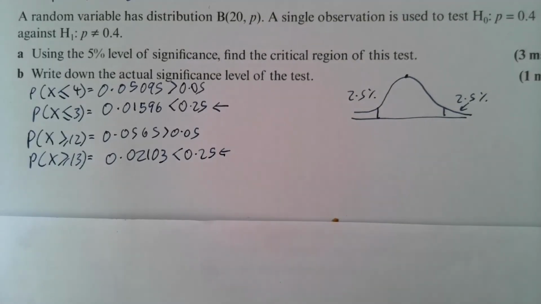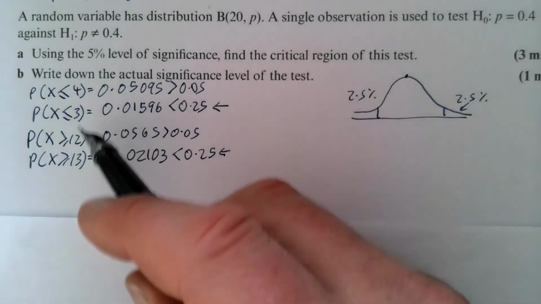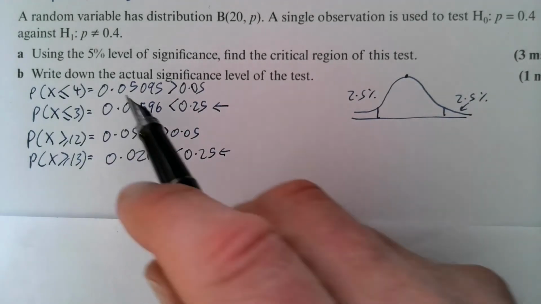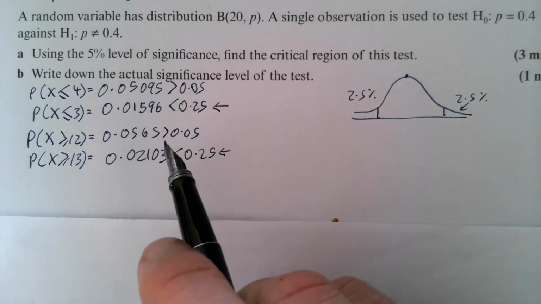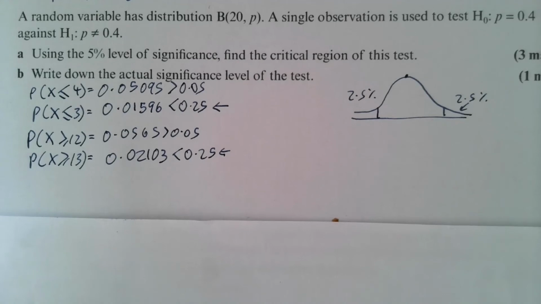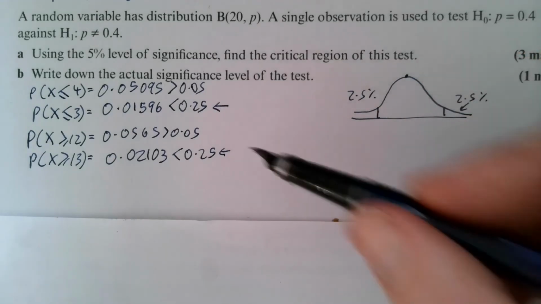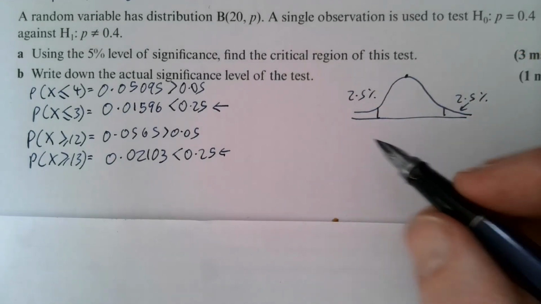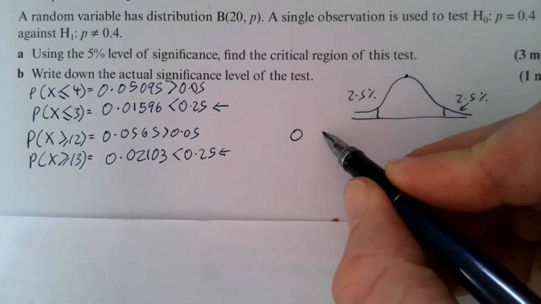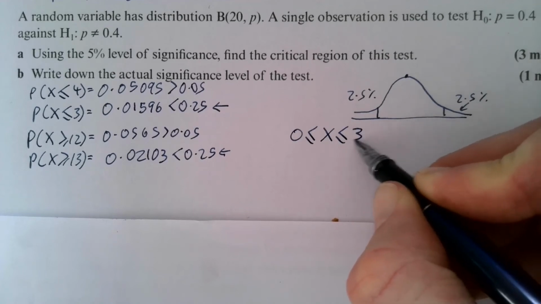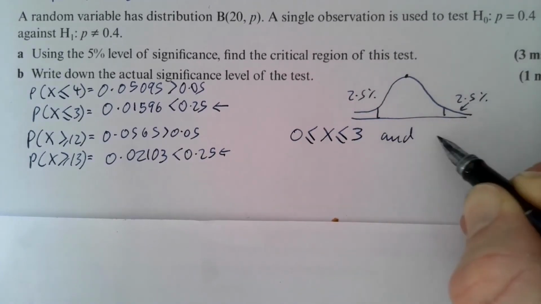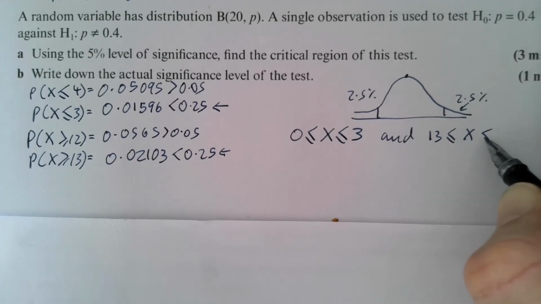And so the real critical ones you needed to find was the ones either side of 2.5%, which were 4 and 3 in the lower tail, and 12 and 13 in the upper tail. The two satisfying it were 3 and 13. So the critical region is going to be x being greater than or equal to 0 and less than 3, and also between 13 and 20, as that's the most tests we've got.